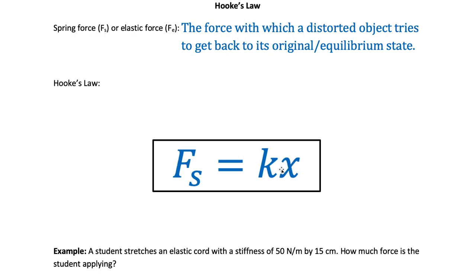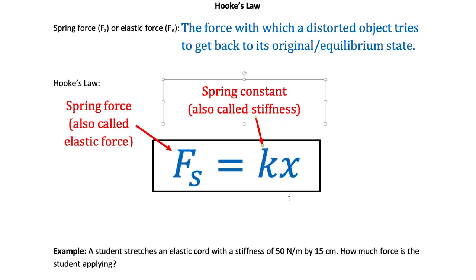So let's unpack this. Fs, as I said, is called the spring force, also called the elastic force. K is called the spring constant, and you'll also hear it called the stiffness. This depends on the material. Something like a rock is going to have a very large value of K. It's going to be very, very stiff. Something like a little elastic band that you maybe play with when you're a child is going to have a very low value of K. It's not going to be very stiff. It's very easy to bend. So you can think of this as how hard it is to deform or bend something.